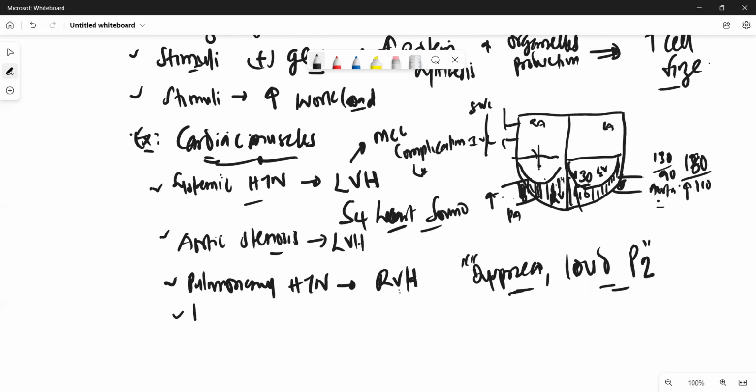So if there's pulmonary stenosis, if the valve is stenosed, that could also lead to right ventricular hypertrophy because of the same reason: the increased afterload caused by the pulmonary stenosis. Can somebody give me an example of a condition that can cause pulmonary stenosis? Because it's a very rare condition, it's not something that we see a lot.